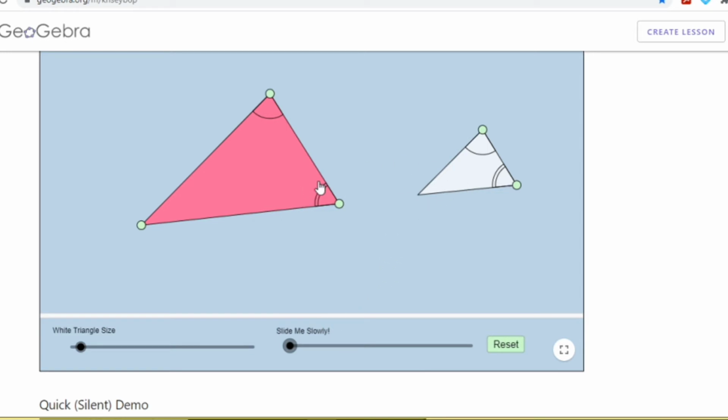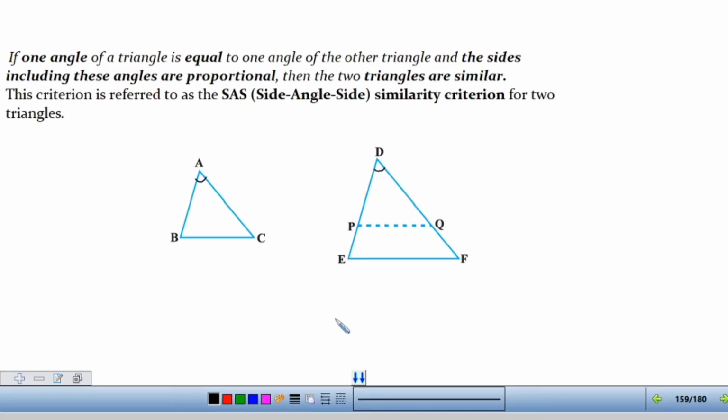And we have also proved the AA similarity criteria, that if in two triangles, two angles are equal to each other, then the triangles are similar. Now let's learn about another similarity criteria, which is the SAS similarity criteria, which says if one angle of a triangle is equal to one angle of the other triangle, and the sides including these angles are proportional, then the two triangles are similar. This criteria is referred to as the SAS, or side angle side similarity criteria. So let's learn about this criteria more.